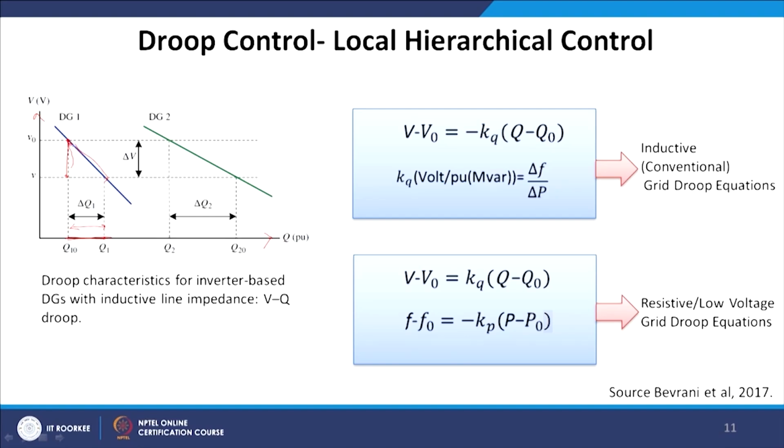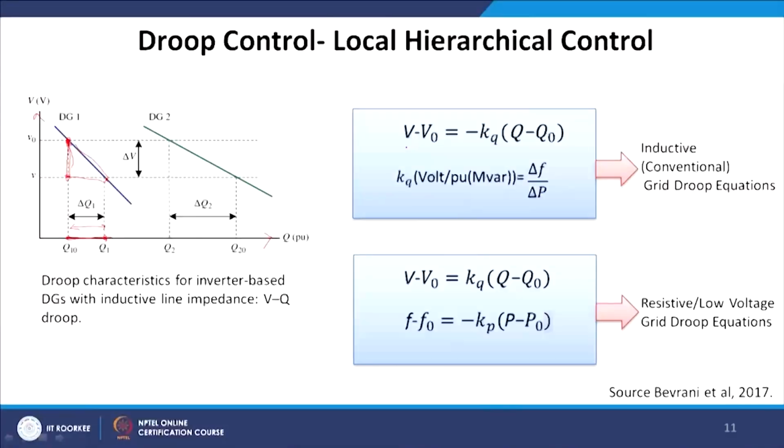So, there is a strong relationship between V as well as Q. A voltage variation, so V0 leads to Q0. When voltage drops to V, now the Q becomes Q1. So, this is the droop characteristic for inverter based DGs with inductive line impedance, the VQ droop. Now, we may have different V and Q characteristics for other generators. As the generators are different, the V and Q droop characteristics become different. So, for a given voltage change, you will experience different reactive power changes.